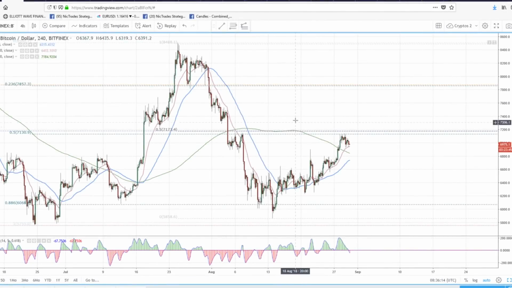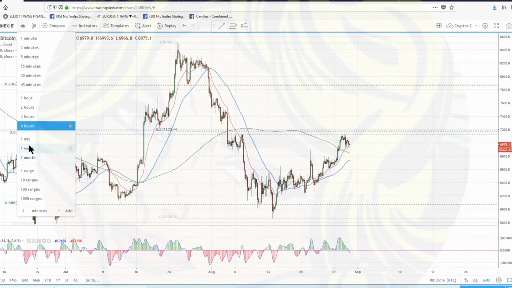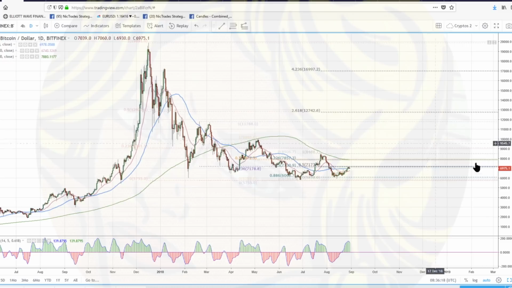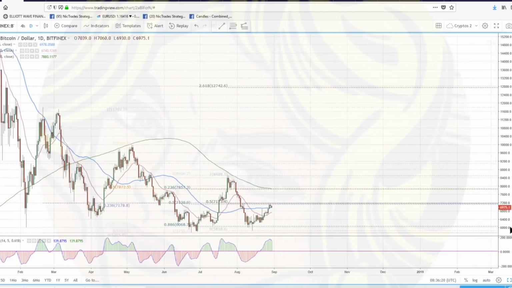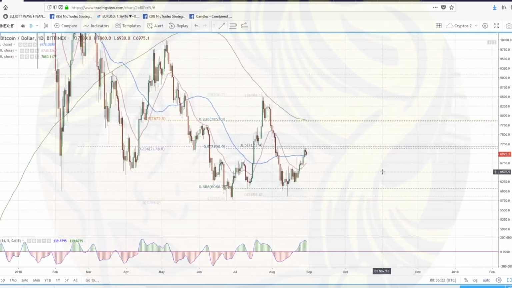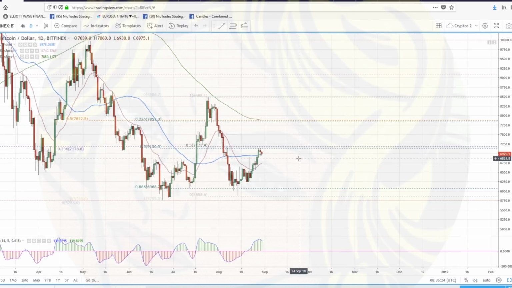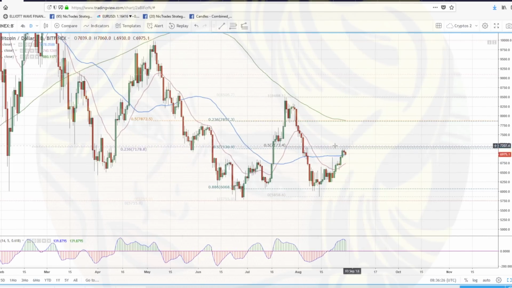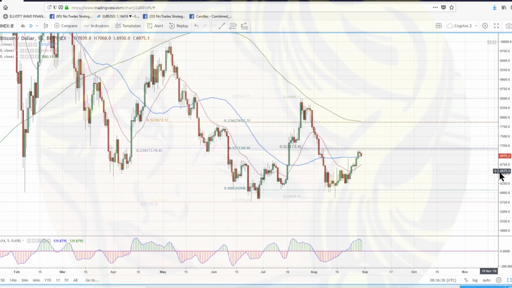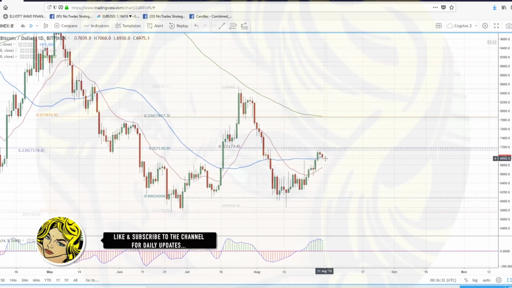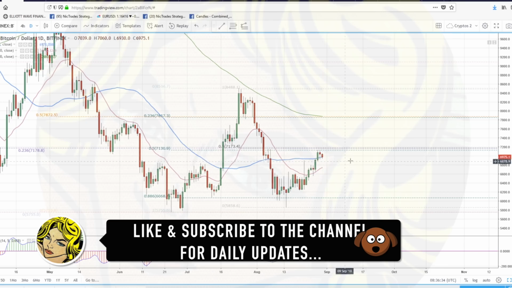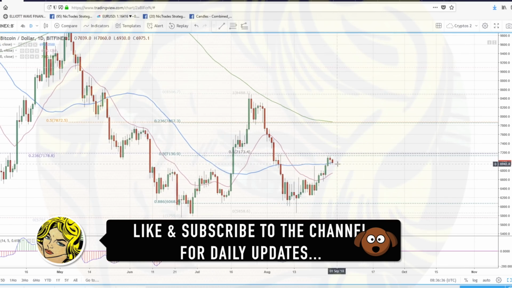Okay, so let's start with Bitcoin. I'm going to start with the daily chart. So here we've got the Bitfinex chart today. Here at the confluence of fib levels that we were expecting, we have had a small reversal. And if we hold above this daily 50 moving average, we for sure have the potential to go higher.